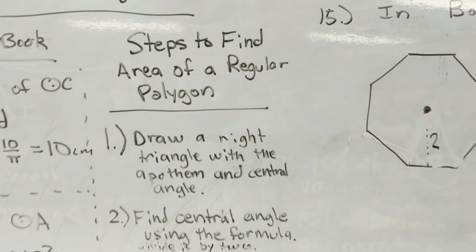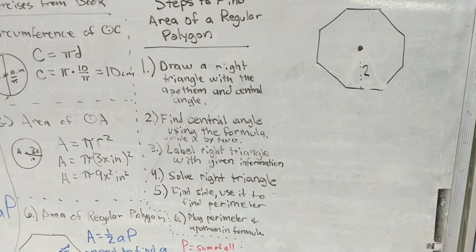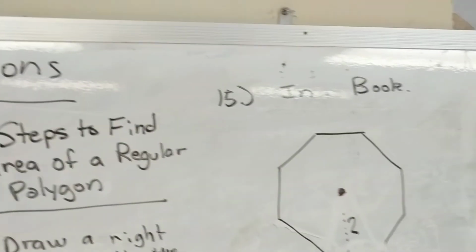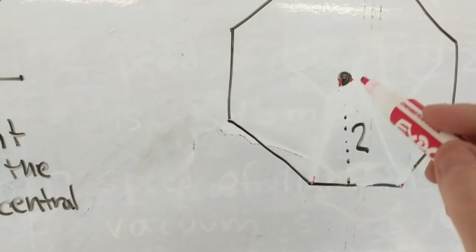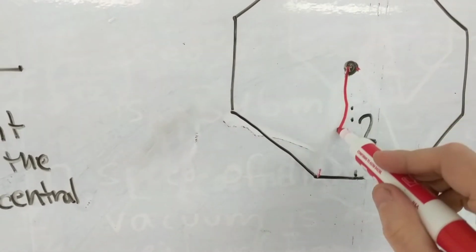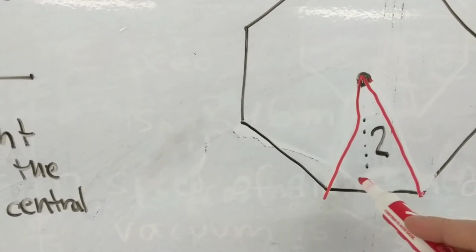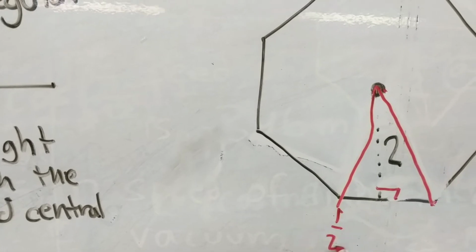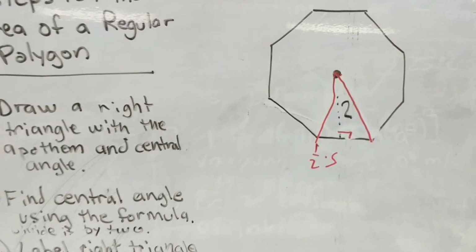Now, the steps to find the area of a regular polygon, 6 steps. First, you draw a right triangle with the apothem and central angle, okay? We have problem number 15 in the book right here with an octagon. We're going to draw our central angle right here. Okay? Notice that'll give us 2 right angles. One of the sides of our right angle is equal to 1/2 the side of the polygon.